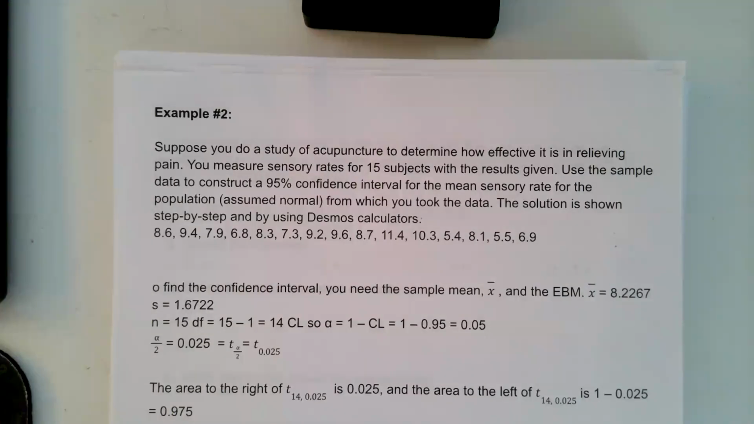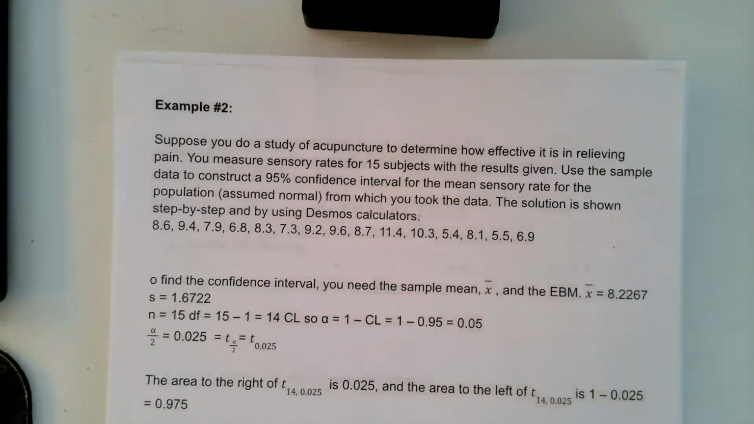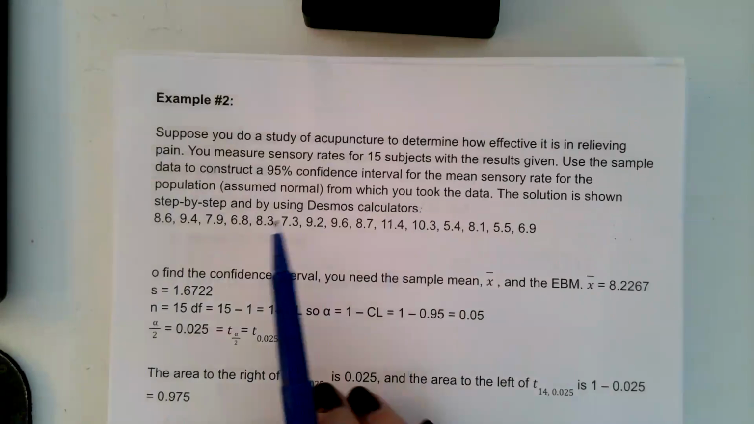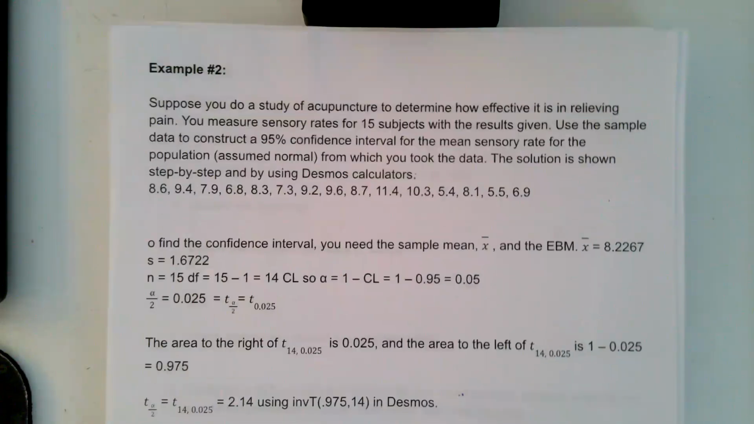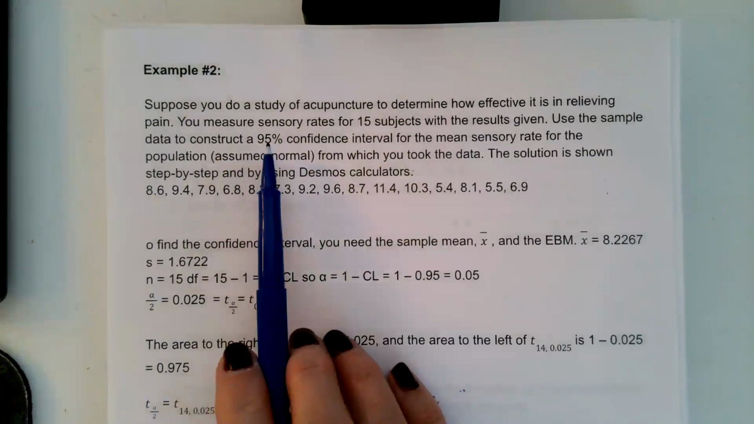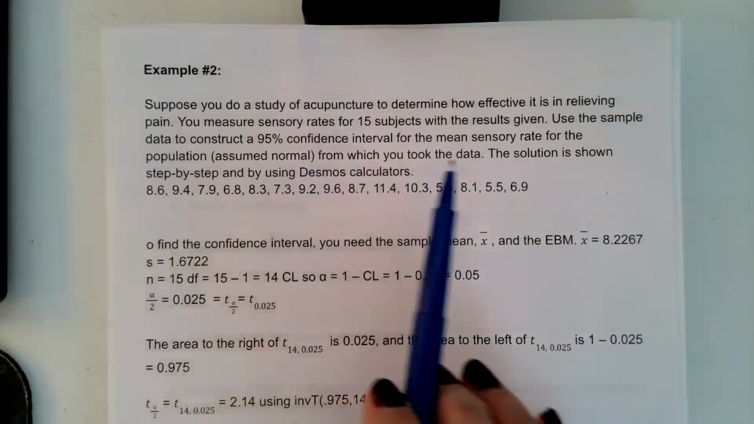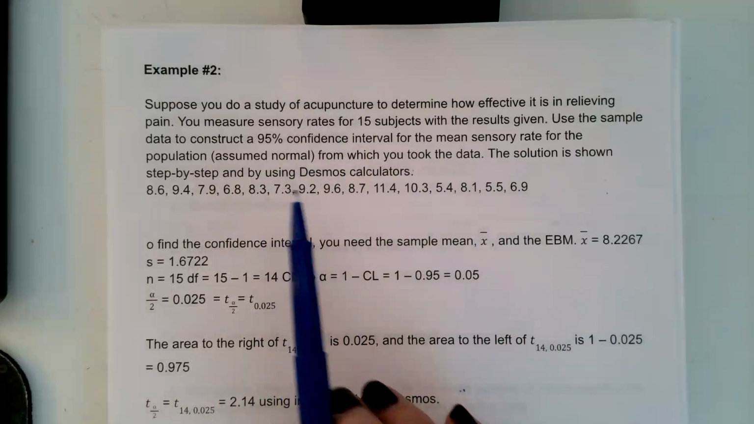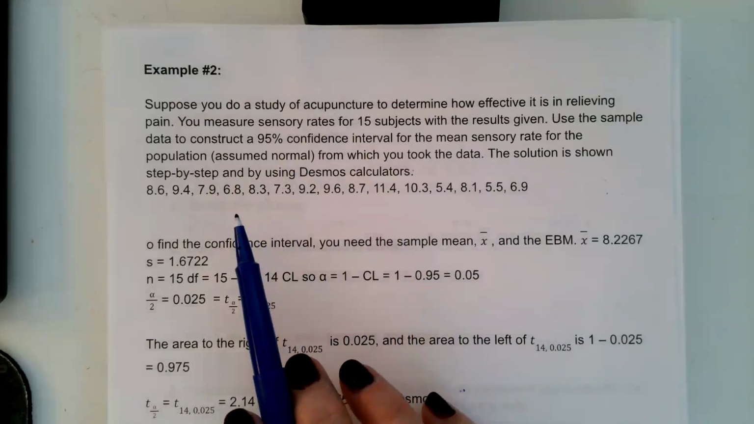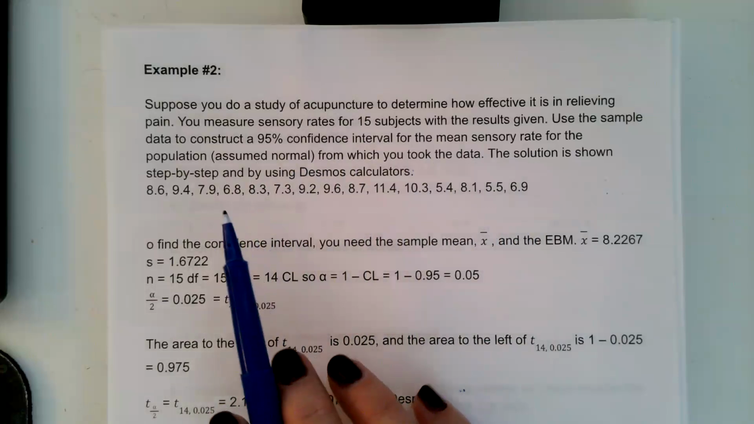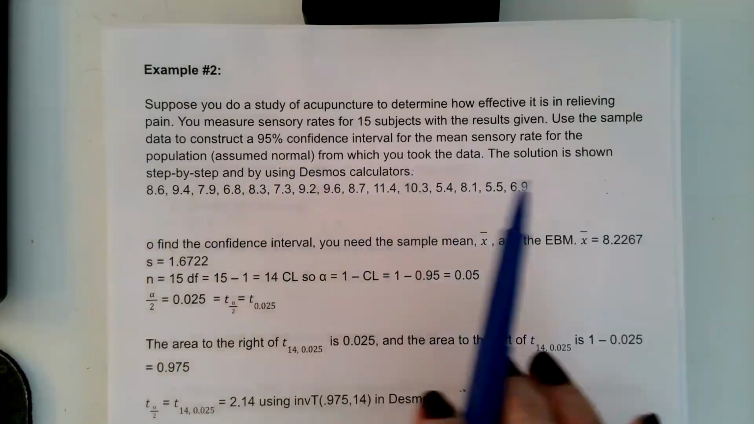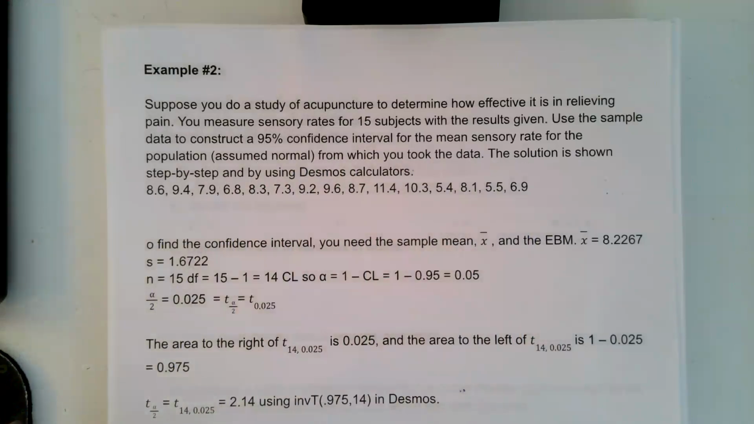Now this one, I'm going to walk you through all the pieces and parts and my calculations. So it says, suppose you do a study of acupuncture to determine how effective it is in relieving pain. You measure sensory rates for 15 subjects with the results given. Use the sample data to construct a 95% confidence interval for the mean sensory rate for the population. We are assuming it's normal from which you took the data. The solution is shown step by step by using Desmos calculators. So you can go into the Google Doc if you want and grab this data, copy it, and paste it into Desmos. In my Desmos link, you can see where I did it, but it's good for you to practice because you may have to do this on the final.